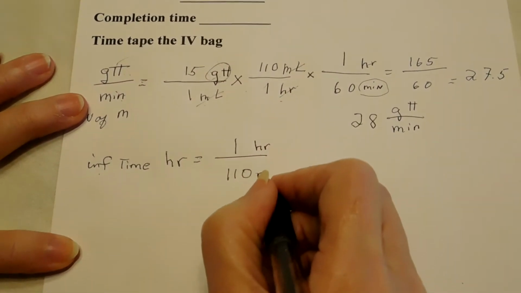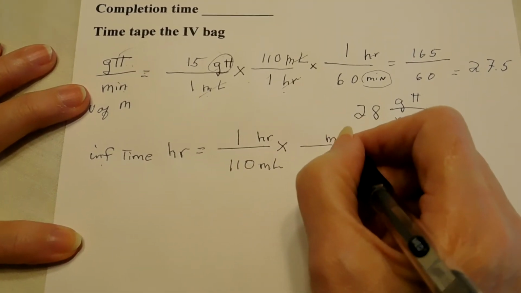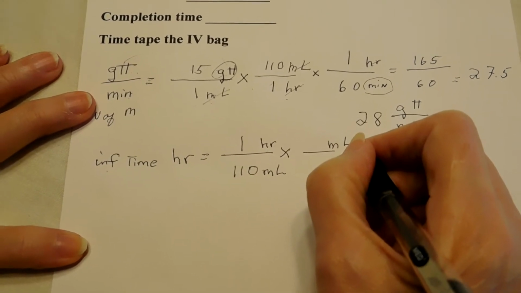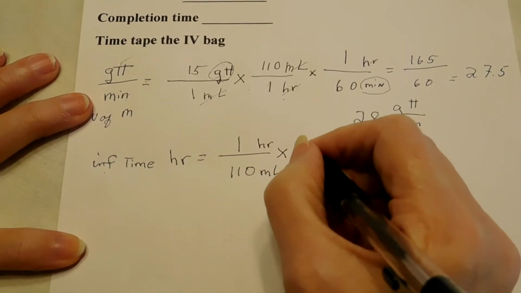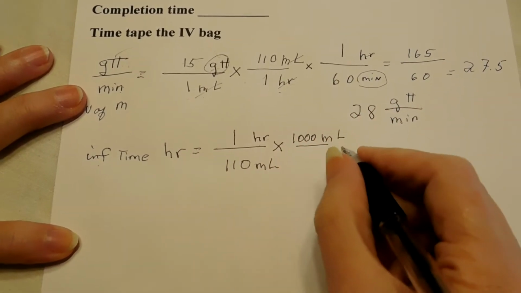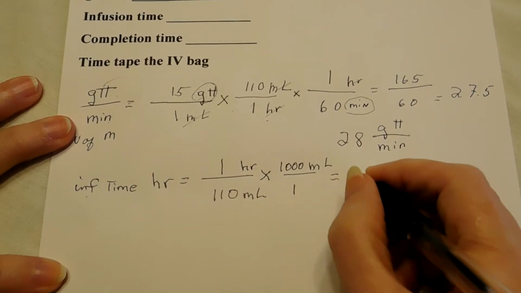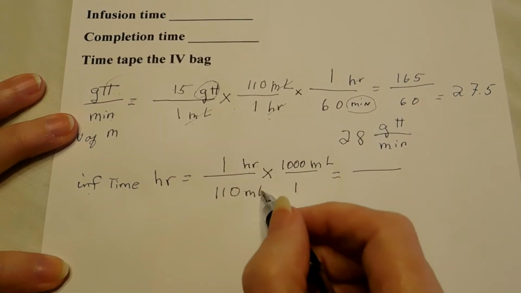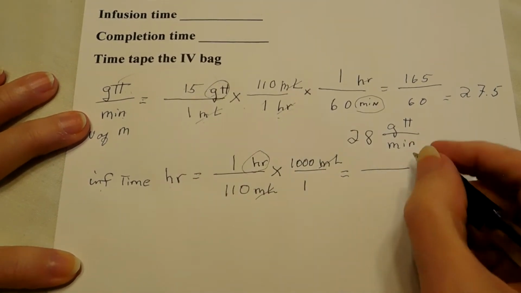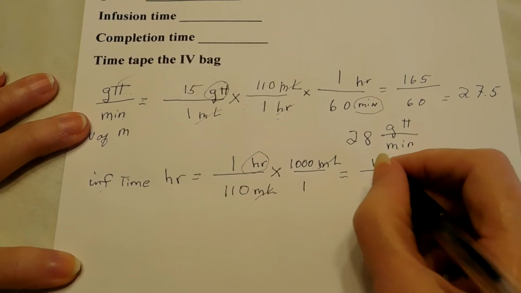110 milliliters. Okay, milliliters is going to climb up. What do we have with milliliters? We have 1,000 milliliters, because that's how much we need to infuse. So 1,000 milliliters over placeholder, and we multiply that, so we're ready. Okay, mils, we'll cross out. All we have left is hours. That's what we're trying to find. We're ready. 1 times 1,000 is 1,000.